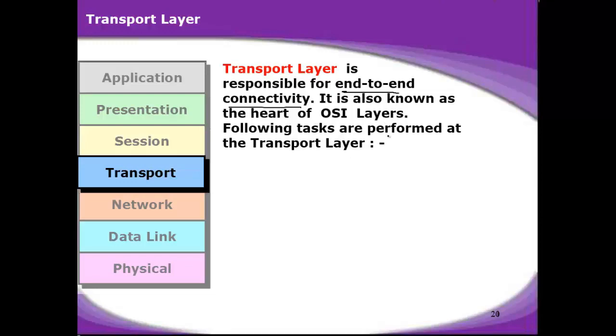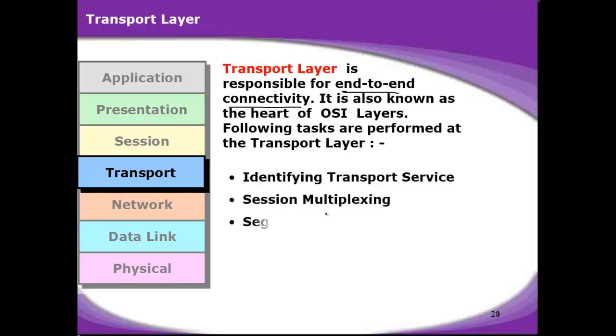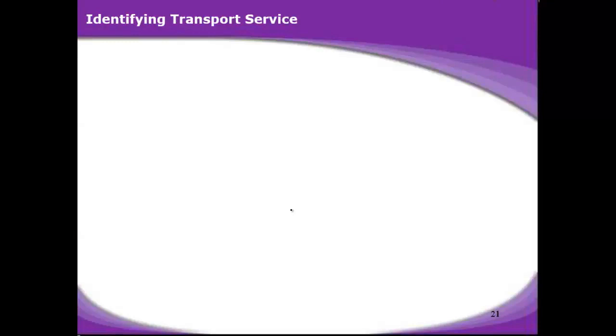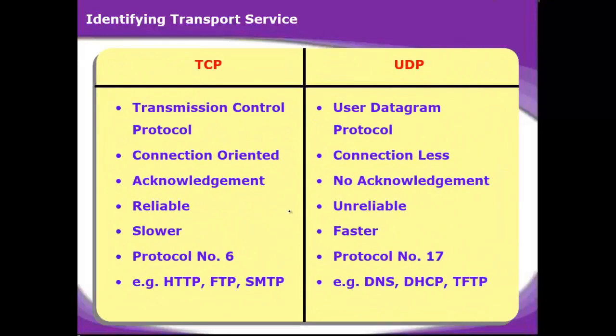So these are the following tasks performed at transport layer: identifying transport service, session multiplexing, segmentation, sequencing and reassembling, error correction, and flow control. So we are going to discuss all of them one by one. Identifying transport service is that transport layer basically has two transport mechanisms or two delivery methods. These two are TCP and UDP. TCP stands for Transmission Control Protocol and UDP stands for User Datagram Protocol.